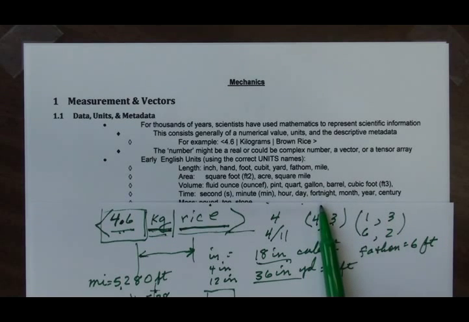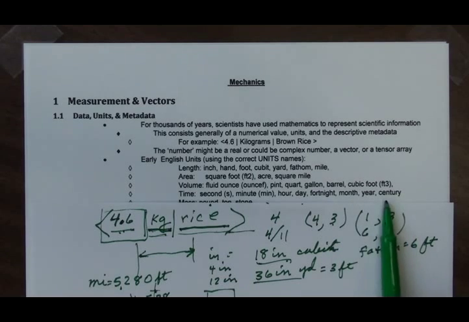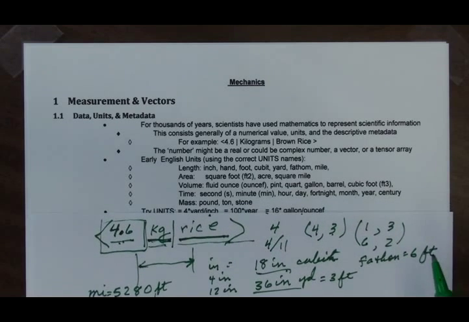A fortnight is 2 weeks, a month is normally 28 days, about the period of the moon, and of course a century is 100 years.